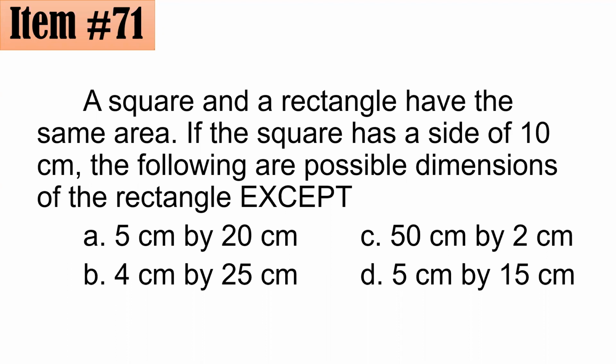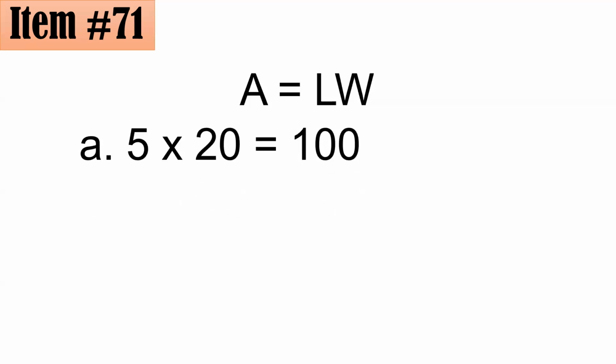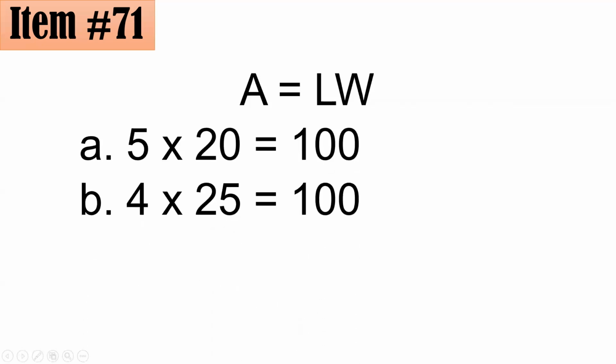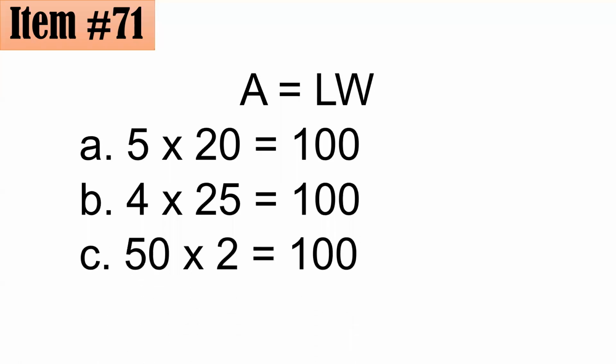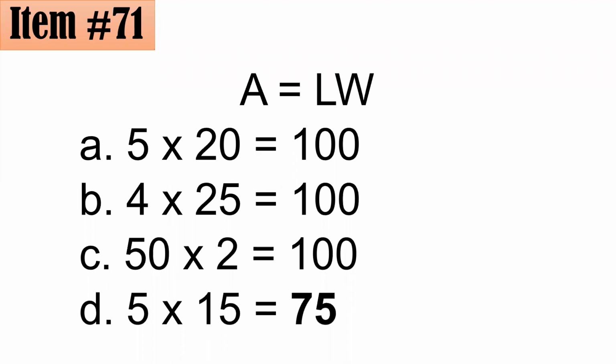All right. I believe that many of us are familiar with the area of a rectangle, which is area equals length times width. So all we have to do is multiply them. 5 times 20 will give us 100. 4 times 25 also is 100. 50 times 2 is also 100. However, 5 times 15 is 75 only. Hence, options A, B, and C have an area of 100, and D has an area which is not 100. So 71, letter D. Okay, careful. Sige. So I hope na clear po sa atin. Salamat po.